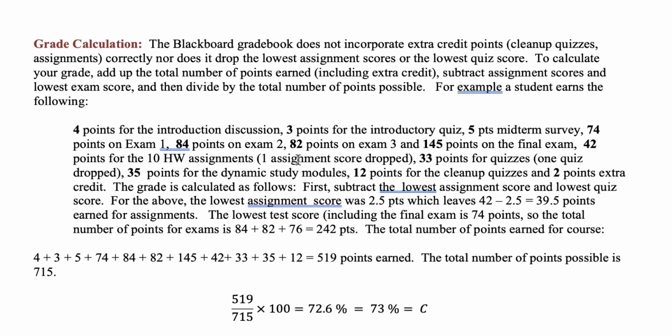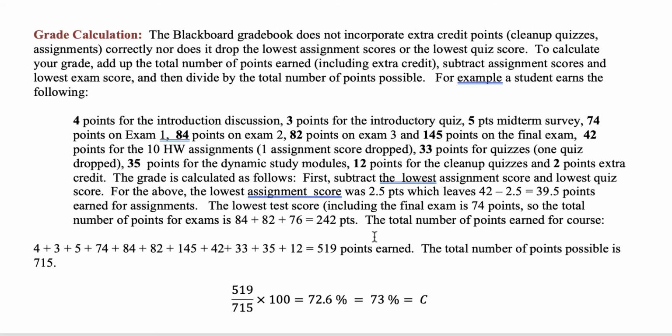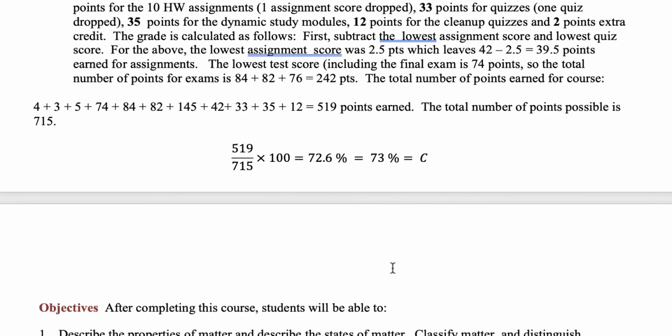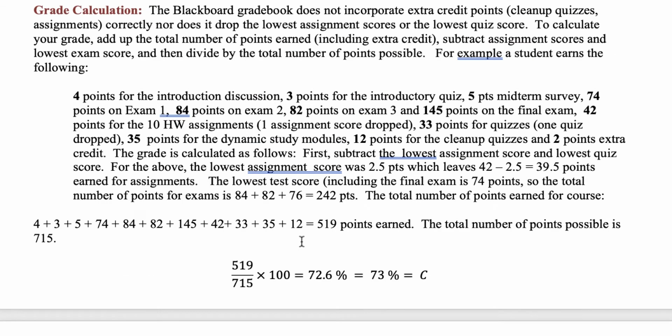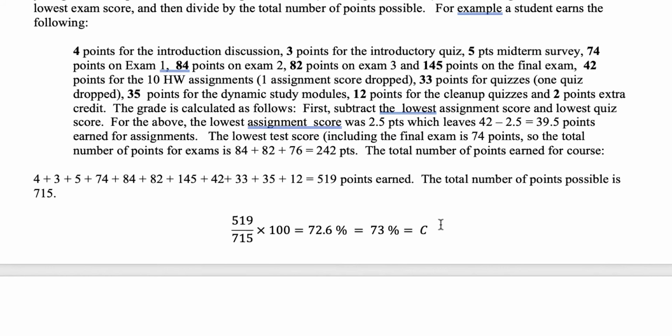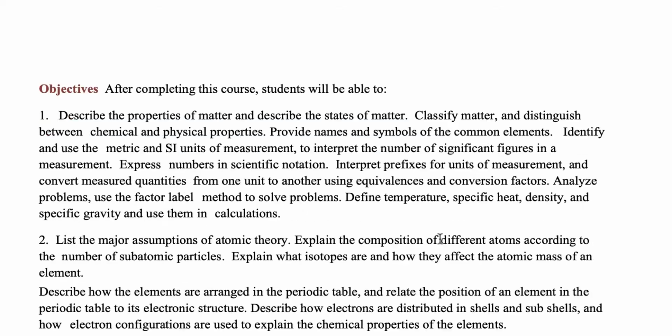I have a traditional grading scale here, and Blackboard does not incorporate extra credit points from the cleanup quizzes, and it doesn't drop the lowest quiz and assignment scores. So if you want to know how you're doing in your course, I give you instructions here on how to calculate your grade, so you can pretty much guesstimate your grade. I only calculate grades twice in this course. That's during midterms and at the end of the semester. So this is good to know so that you can see how you're doing.